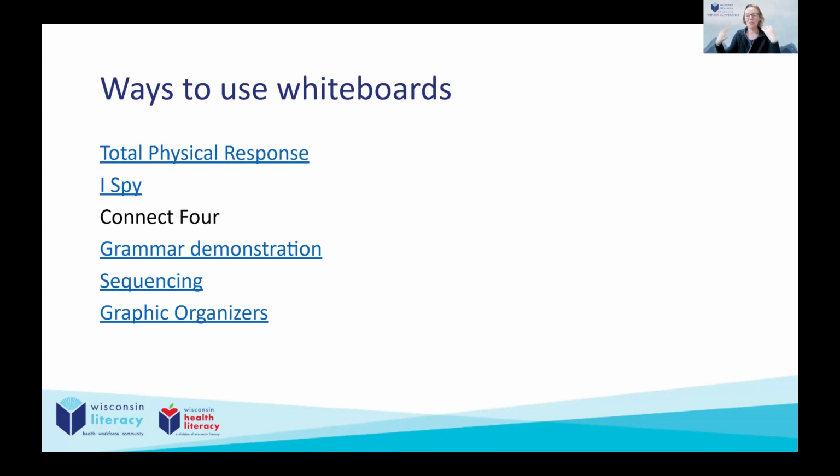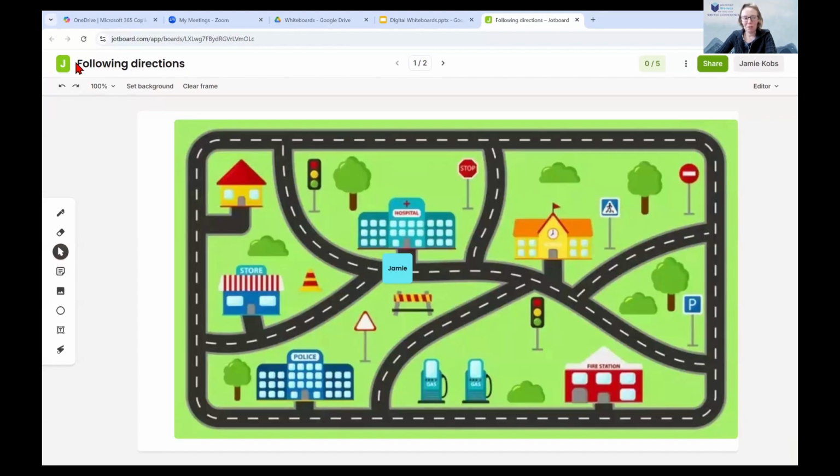response. And so it's the idea that learners are demonstrating their understanding of English vocabulary by doing something, by following a command, and by having a physical response to it. And so you're thinking, how do I do that on a whiteboard? Well, let me show you an example. This is Jotboard. You can see the J in the left-hand corner.